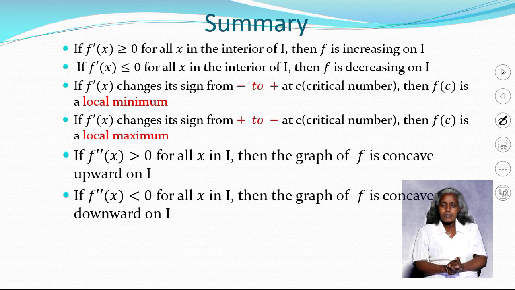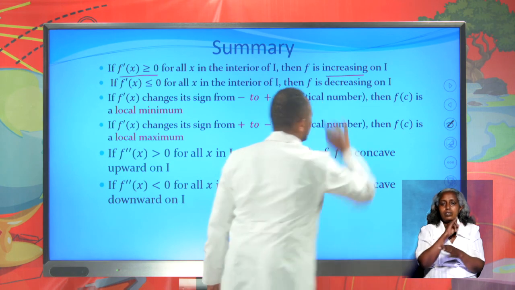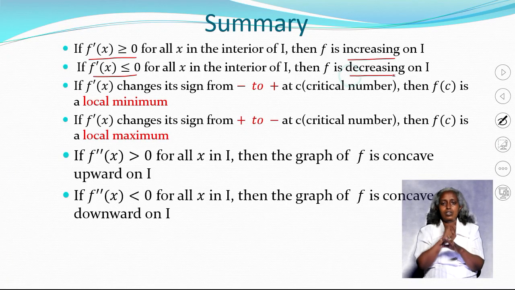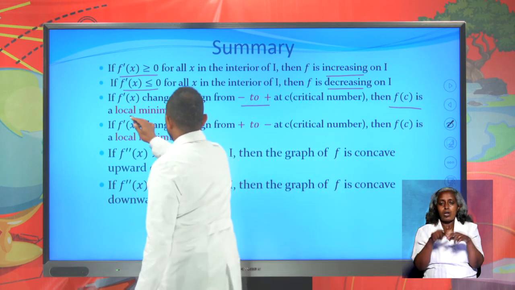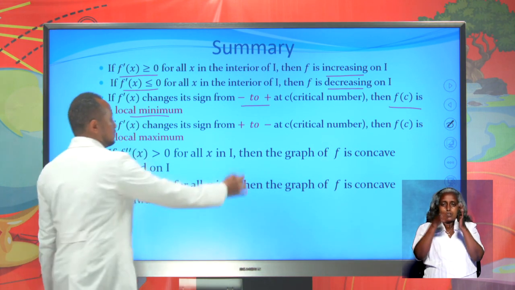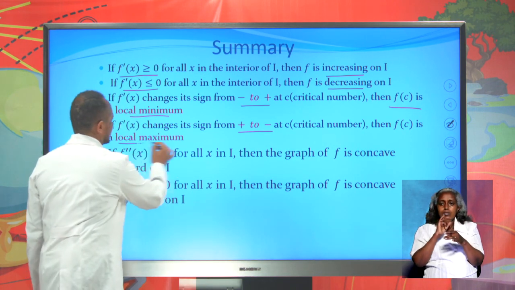Now, let's summarize what we have seen today. If the derivative of the function is greater than zero, then that function is increasing. If the derivative of the function is less than zero, then that function is decreasing on that interval. If the derivative changes its sign from minus to plus at c, then f of c is a local minimum value. If the derivative changes its sign from plus to minus at the critical point, then f of c will be a local maximum.